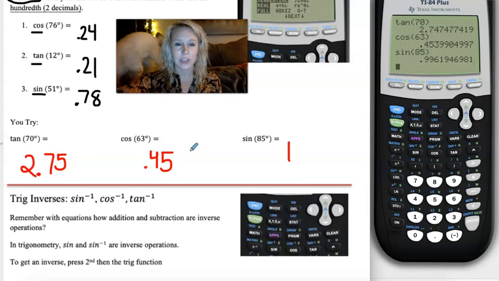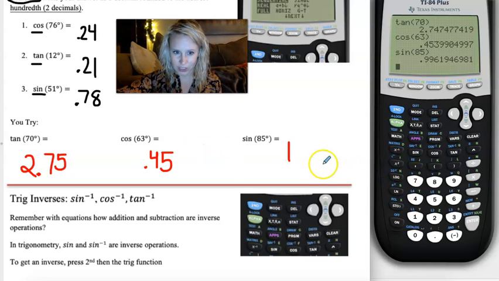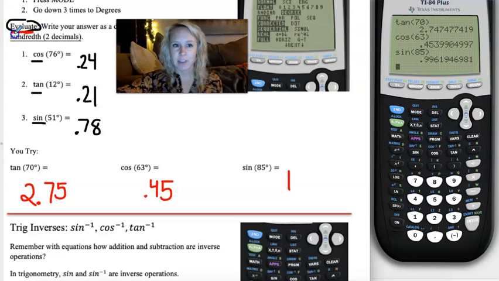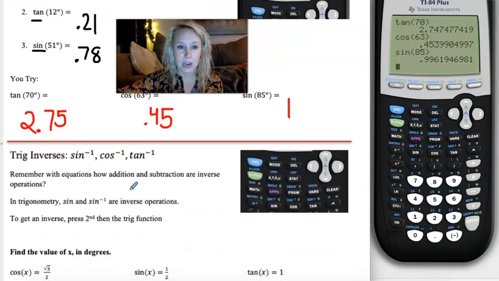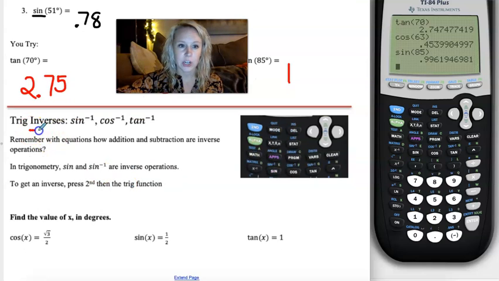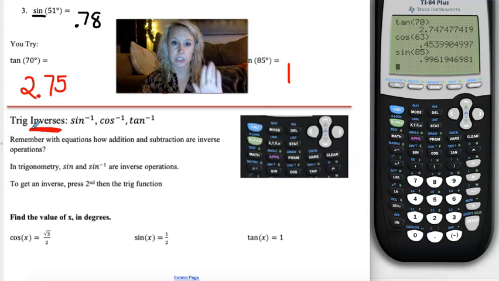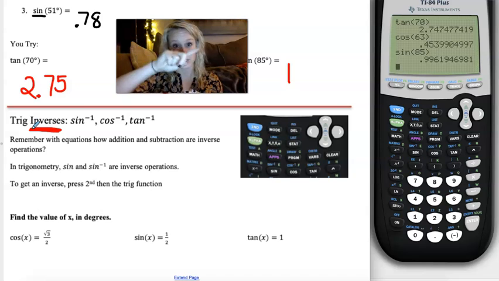Let me know if you have any questions on how to type it in the calculator, but that is how you evaluate, okay? Now we are going to learn about an inverse. An inverse is like an opposite. For example, addition and subtraction are opposites. Multiplying and dividing are opposites. Squares and square roots are opposites.